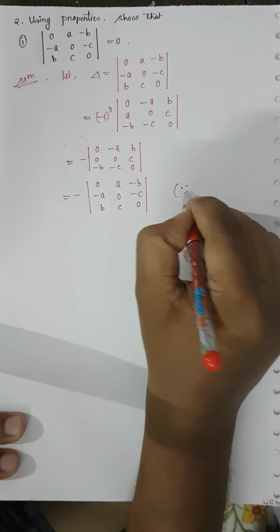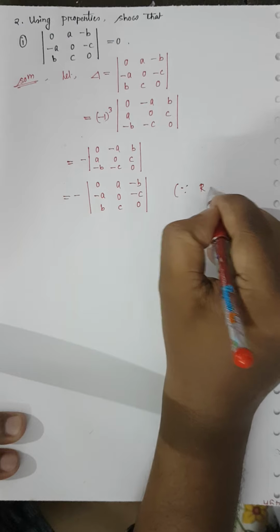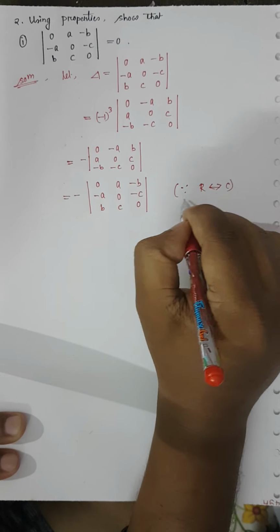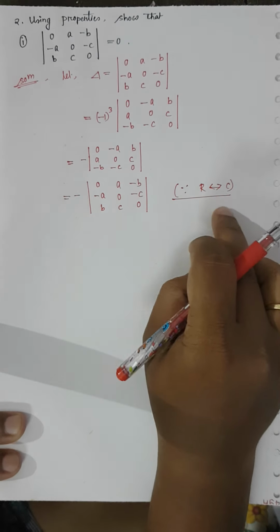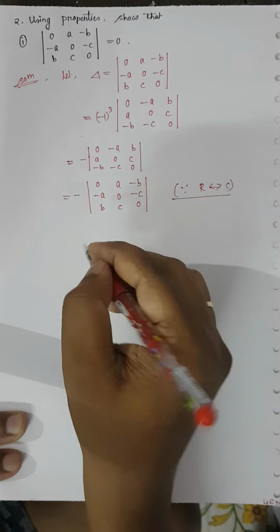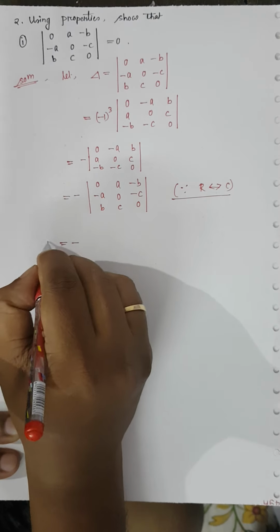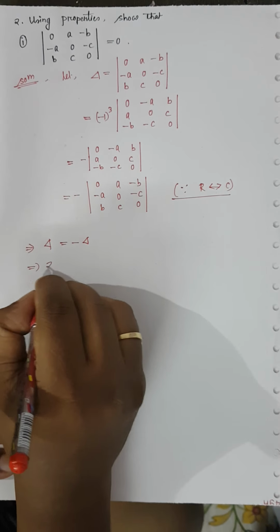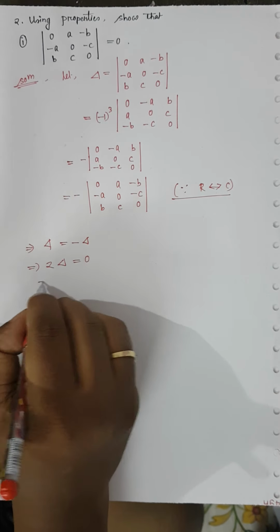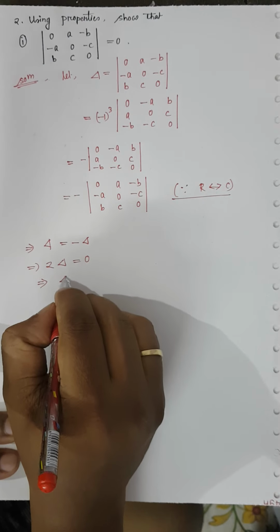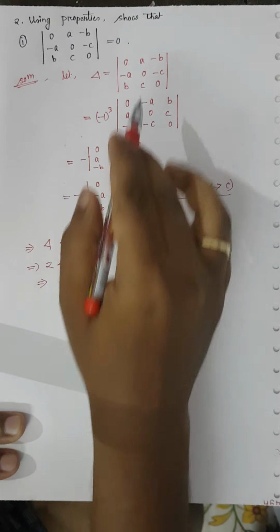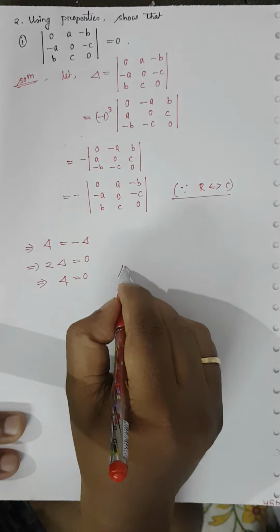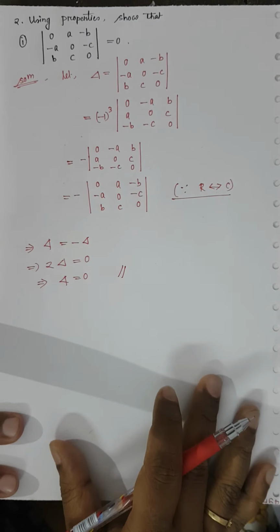I can write, rows and columns are interchanged. This is your operation. See, this gives del is equal to minus del. Therefore, twice del is equal to 0. Hence, you can say that del is equal to 0. Del means this value is equal to 0. So, this is a very simple problem.